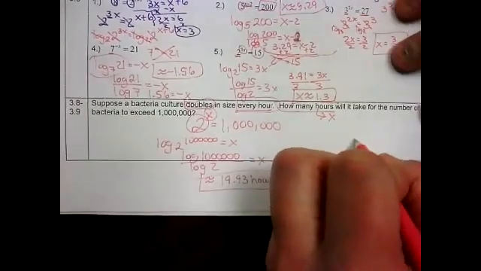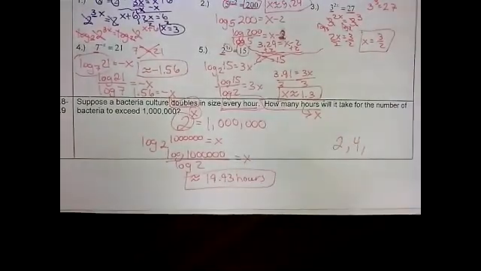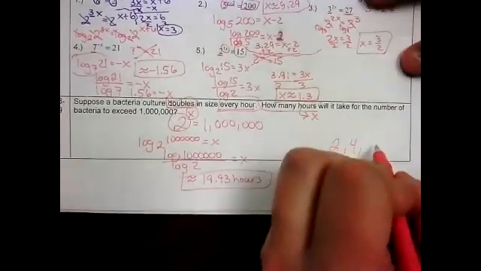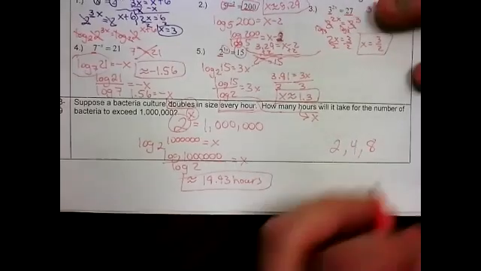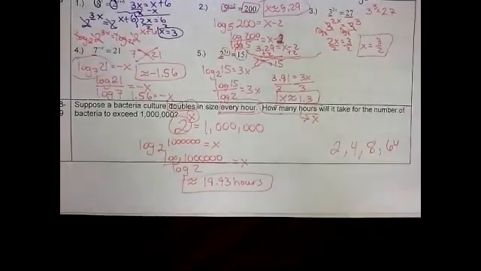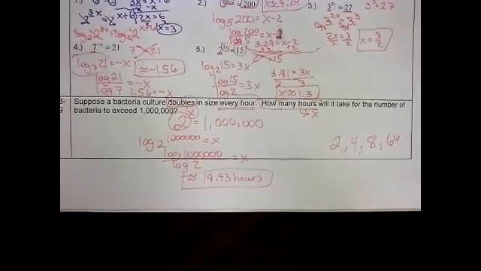Because what will happen is that the first hour it'll be 2. The second hour it'll double and it'll be 4. The next hour it'll double and it'll be 8. The next hour it'll double and that'll be 8 times 8, which is 64. So you see that it's just continually getting bigger and bigger.